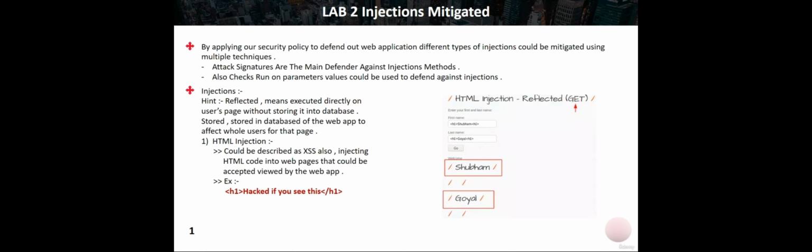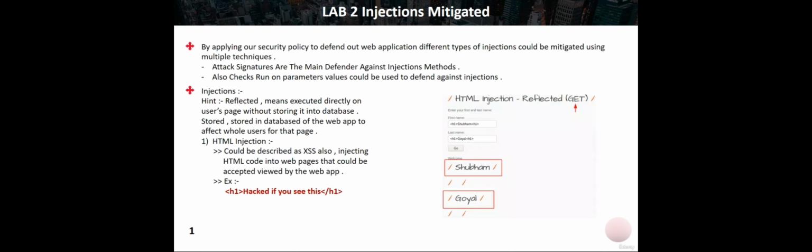The first type of injection attack is called reflected. Reflected simply means it's related to the front end part only and is executed directly on the user's page, without being stored in the database on the server side. It has nothing to do with the server back end part. While stored means the attack that the attacker launched against the web application will be stored in the database of the web application, so any other user will see the same thing launched by the attacker.